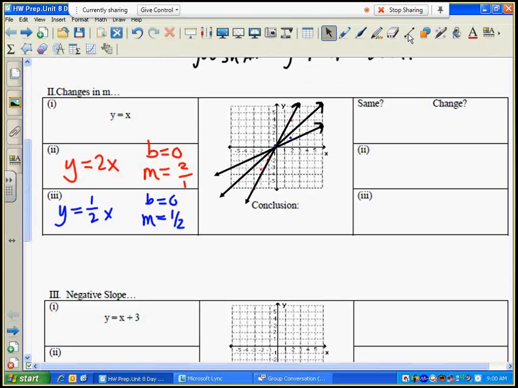The angles of the lines have been changed. Okay, so as we go over here, we say this. What's the same? Well, the same is B. What has changed is the M. Okay, the slope of the lines. So on the second one, as we go from the parent, the original graph, to the new one, the y equals 2x, you can see that this line has been made steeper.